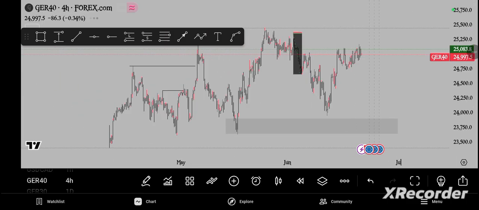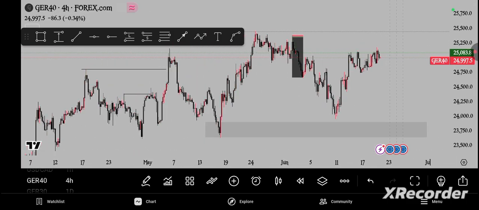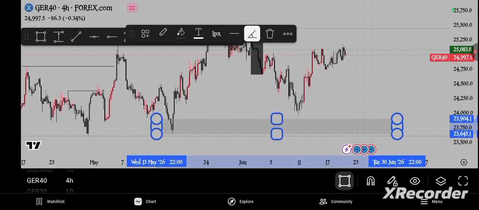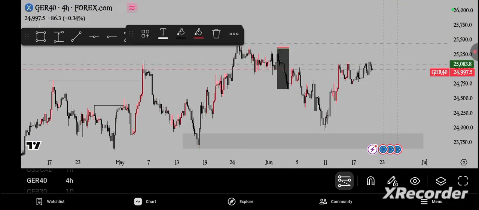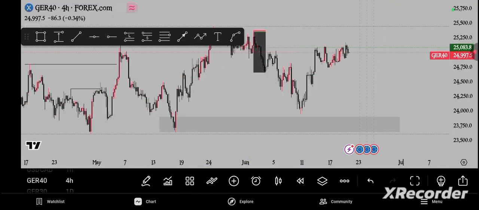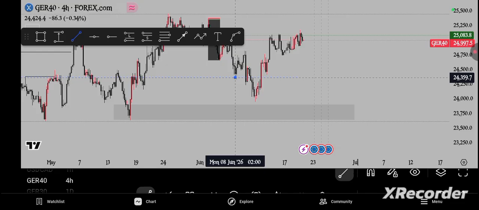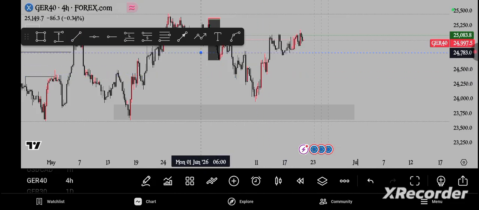We'll be waiting here on GBP. So this is GER40. As you can see, we have been waiting for a very long time. Even before I took this sell here, I had already marked out this area of interest. But as you can see, price ignored it. So there's a possibility. Well, let's see what the daily is telling us first.